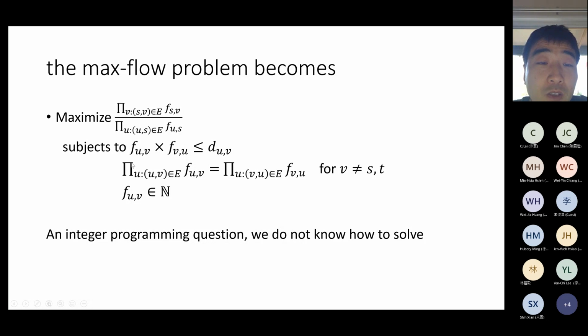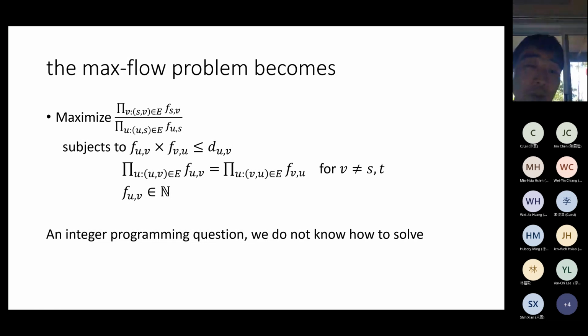Another condition is the flow conservation condition: for any V not S, not T, the product of FUV equals the product of FVU. And since we're working with quantum, we require that each FUV is an integer. So this is an integer programming problem, and no one knows how to solve a general integer programming problem.